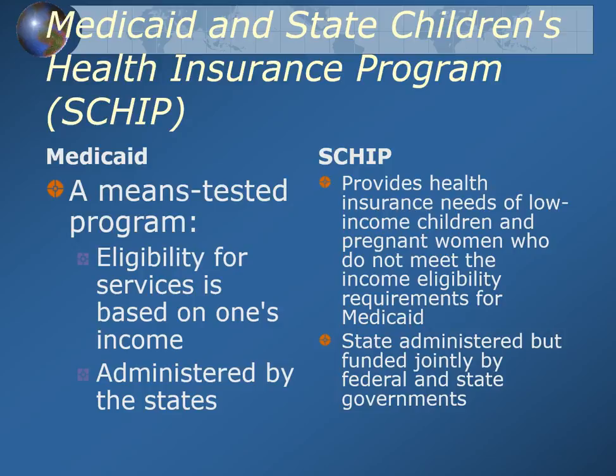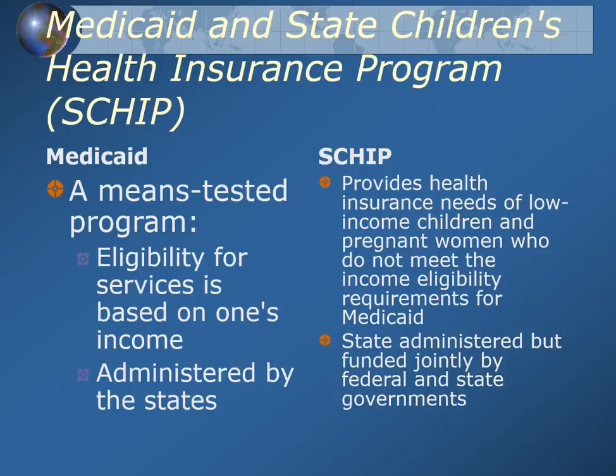Medicaid and the State Children's Health Insurance Program provide services for more than 60 million people in the U.S. Eligibility for services is based on one's income. They're administered by the states, and the programs must provide a minimum set of federally defined benefits and can provide additional benefits based upon states' approval. Medicaid's original purpose was to integrate the indigent into mainstream healthcare.